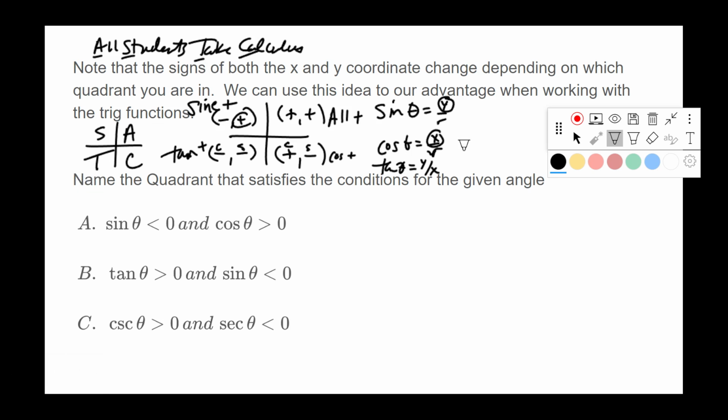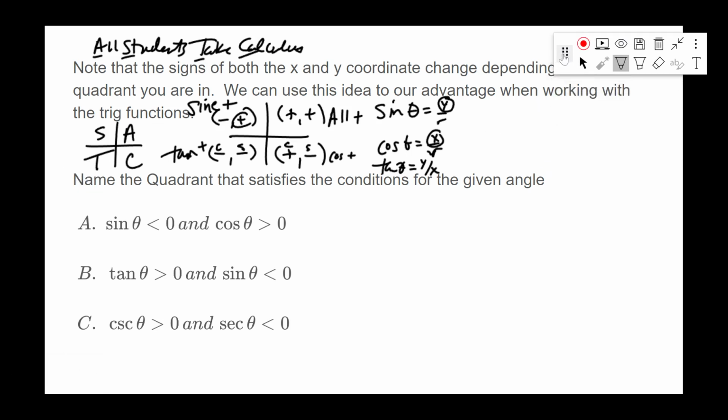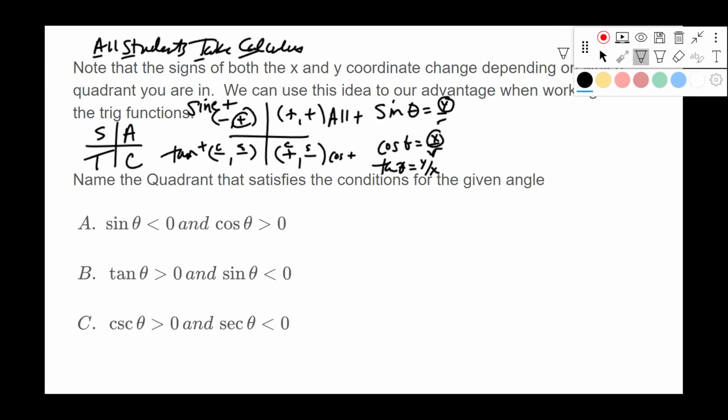We're going to play Name That Quadrant that satisfies the conditions for the given angle. All right, so let's show you how this works. This is not that complicated. It looks way more complicated than it actually is. In letter A, I want you to find the quadrant where the sine is negative and the cosine is positive. Before we do this, let's make sure everybody knows the quadrants go in a C direction. Quadrant 1 is in the top right, 2 is in the top left, 3 is in the bottom left, 4 is in the bottom right. They make a C. 1, 2, 3, 4. You got to know that.